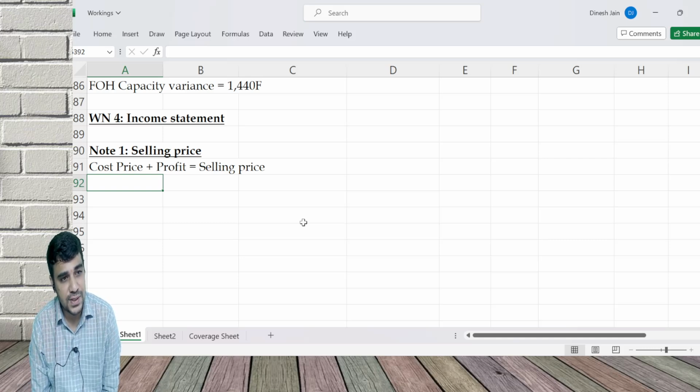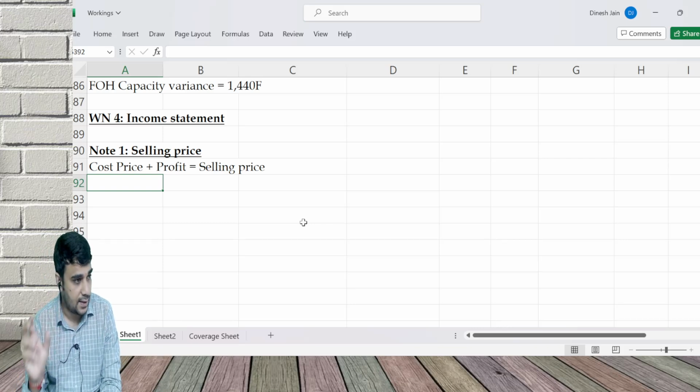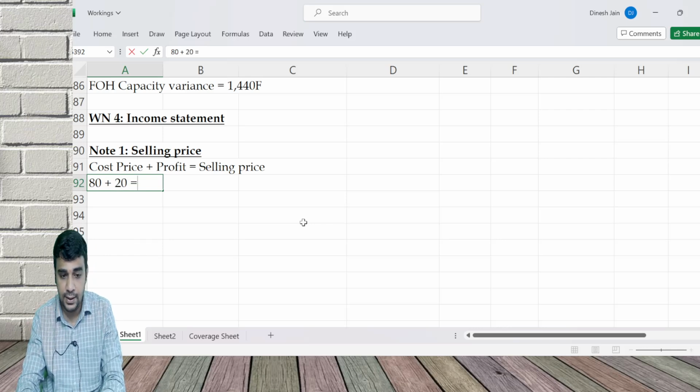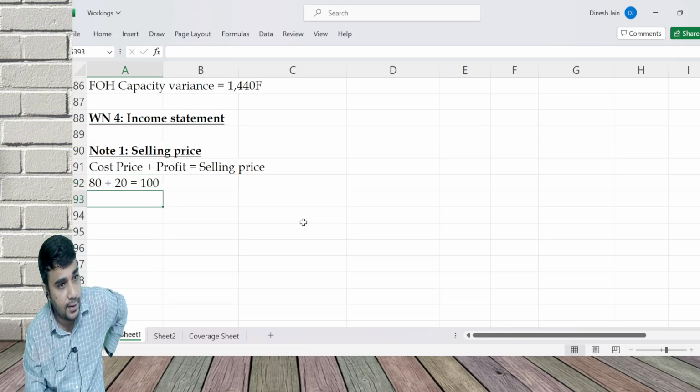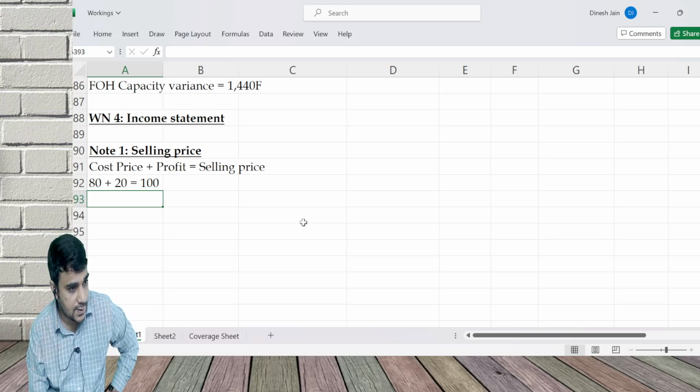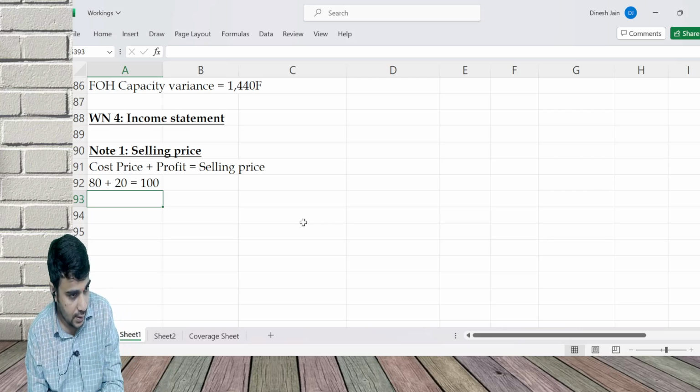What profit margin has the question mentioned? 20% on selling price. So I can say sales is 100, profit is 20, cost is 80. 80 plus 20 equals 100. Selling price is 100, profit is 20% of 100, and cost is 80. This is the equation.